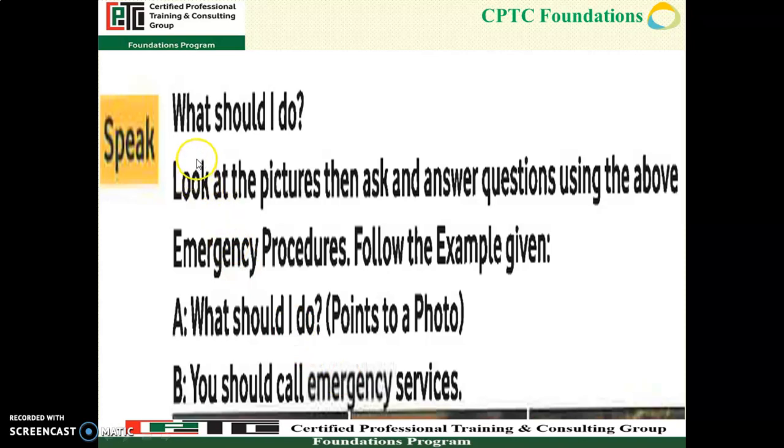So this is a speaking exercise, and you'll work in pairs. One student will ask a question and the other student will answer that question. So for that, you'll have to look at the pictures and then ask questions and answer them. So we have here an example. For example, student A will say, "What should I do?" and points to a photo. And student B answers, "You should call emergency services."